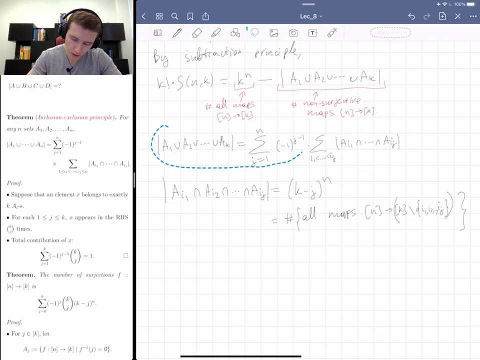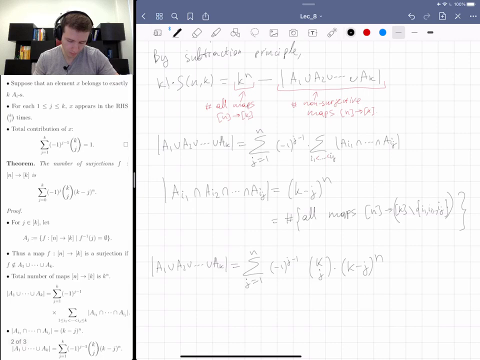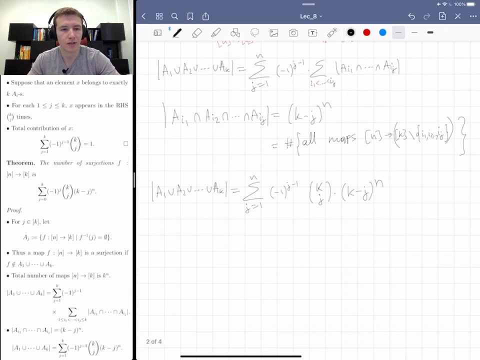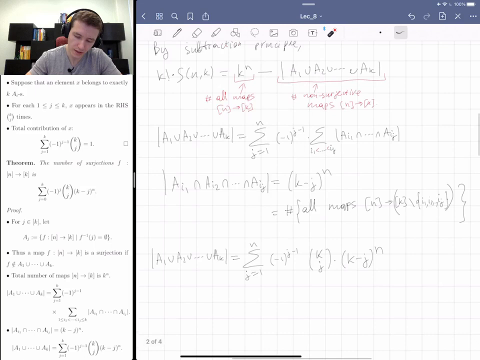I can now compute this summation on the right hand side. The number of terms is going to be k choose j, and each individual intersection is going to be of size (k minus j) to the n. I think that's supposed to be correct. So this is almost the answer. The difference is, first of all, here the summation is from j equals 1, and in the answer the summation is from j equals 0. The other difference is that here I have negative 1 to the j, and there I have negative 1 to the j minus 1. But that's exactly because of the extra term, since I have to take k to the n minus the size of this union.